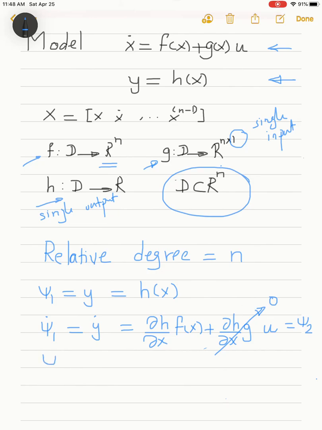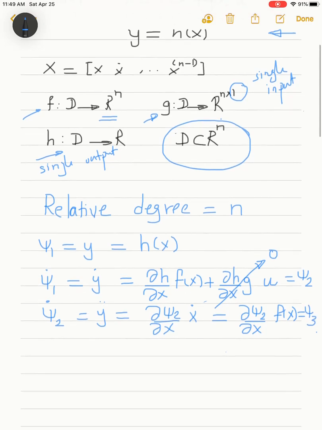So we take the second derivative of y, which is psi 2 dot, and that will be equal to the partial derivative of psi 2 by x times x dot, and again we will substitute for x dot from the original system equation, but since g times the partial derivative of psi 2 by x will be equal to 0, since the system relative degree is n, then we will end up having an expression like that. So it's the partial derivative of psi 2 with respect to x times f of x, and again we define that as psi 3.